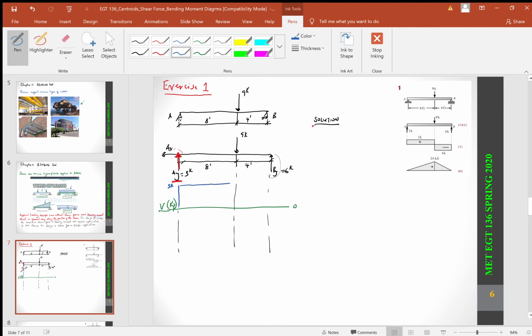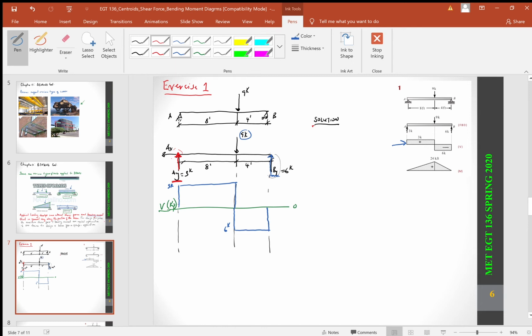Then we go over horizontally till we get to this 9 kips. It pushes us down to 0. Then we go 6 more. There's 6 kips right here below the 0. Then we go over. And then we have a support reaction, BY, of 6 kips going in the up direction, right? So we go back up here. So that's what you see right here. This is your graph of your shear force.